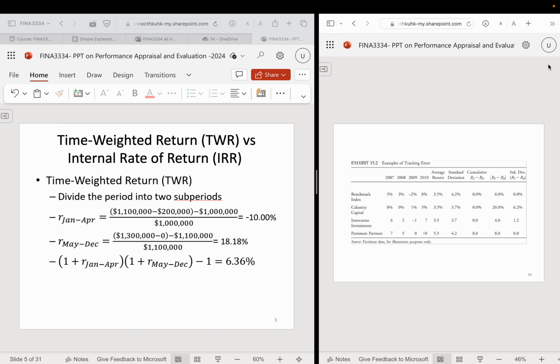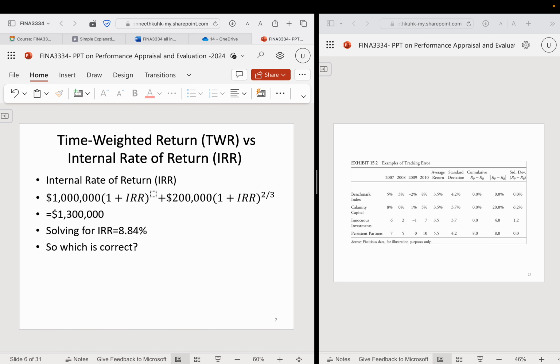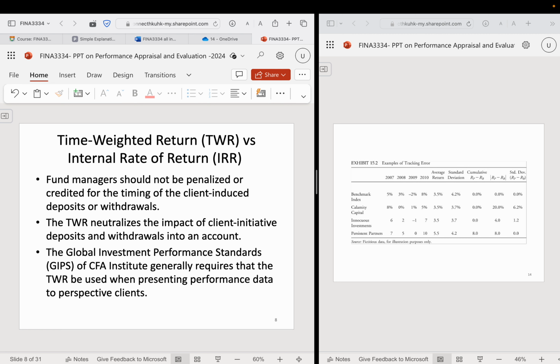So fund managers should not be penalized or credited for the timing of the client-induced deposits or withdrawals, because the client's injection and withdrawal of money is not under my control. It's because of the client's decision. So that's why we will use the time weighted return. The time weighted return will neutralize the impact of client-initiated deposits and withdrawals to an account, and the absolute amount will be determined by the client when they want to inject the money.